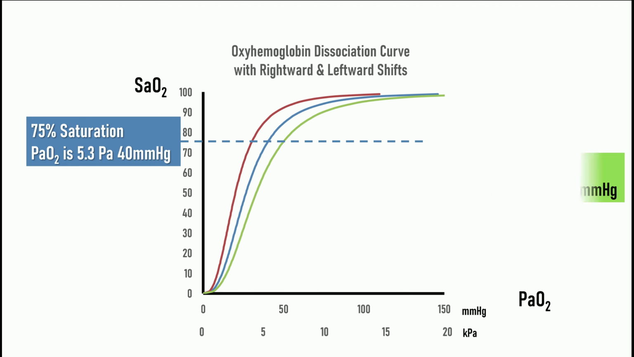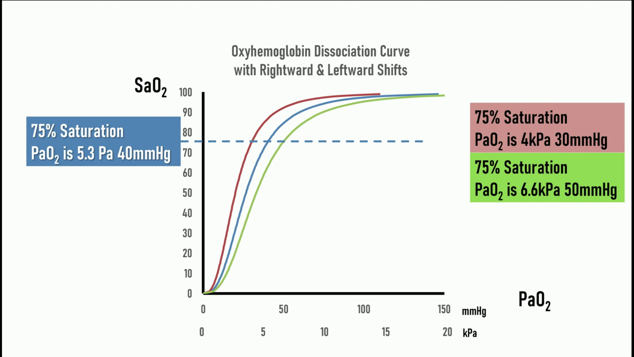When there is a rightward shift, the PaO2 is higher than you would expect. It's 6.6 kilopascals or 50 millimeters of mercury. If there is a leftward shift, the PaO2 is lower than you would expect. It's, in this situation, 4 kilopascals or 30 millimeters of mercury. Rightward shift, increased offloading. Leftward shift, increased affinity.